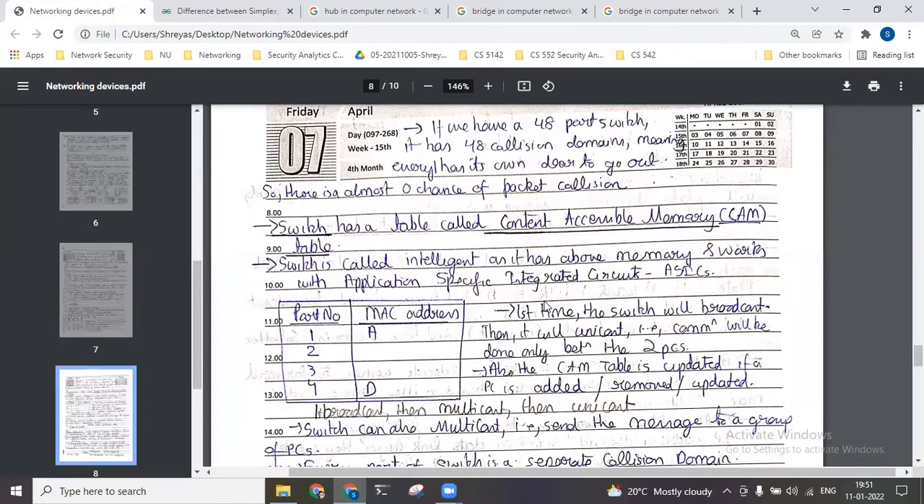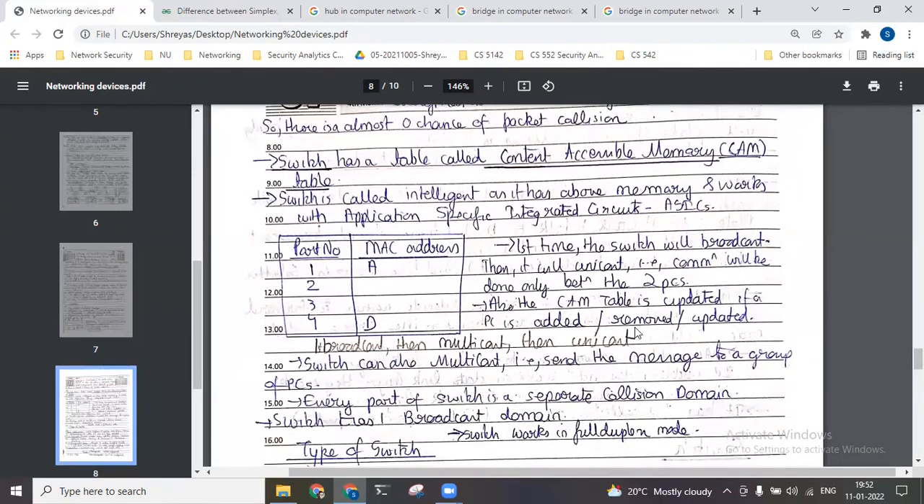But after knowing the MAC addresses, after that, it will unicast. That is, communication will be done only between the two PCs. Here also I'm using the term unicast, but in this case, because the collision domain is one, that is, in each port there is only one PC connected, it will be a direct end-to-end communication. You can say it won't be a broadcast. Okay. And this CAM table is also updated.